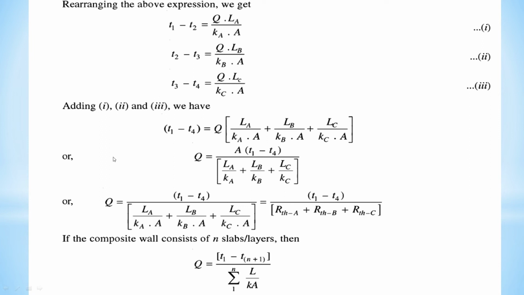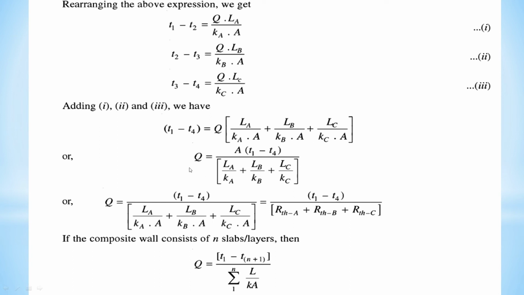Now adding equations 1, 2, 3 on the left hand side and right hand side. So we are getting the summation of the first, second and third term on the left hand side equal to the right hand side. Here you can see that this is minus T2, this is plus T2, this is minus T3, this is plus T3, so they cancel out. So the remaining term is T1 minus T4. Same on the right hand side, the common term is Q in bracket, La upon Ka into A plus Lb upon Kb into A plus Lc upon Kc into A.